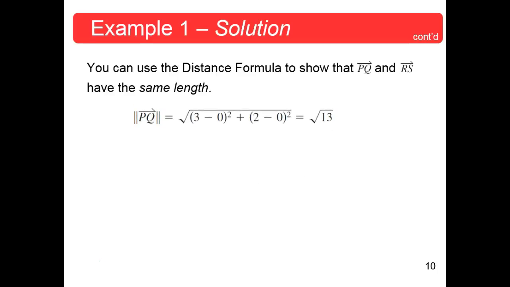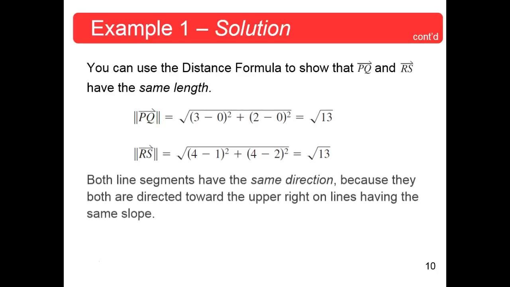So the magnitude of PQ is the square root of (3 minus 0) squared plus (2 minus 0) squared, which is the square root of 13. And the magnitude of RS is the square root of (4 minus 1) squared plus (4 minus 2) squared, which again is 3 squared plus 2 squared, the square root of 13.